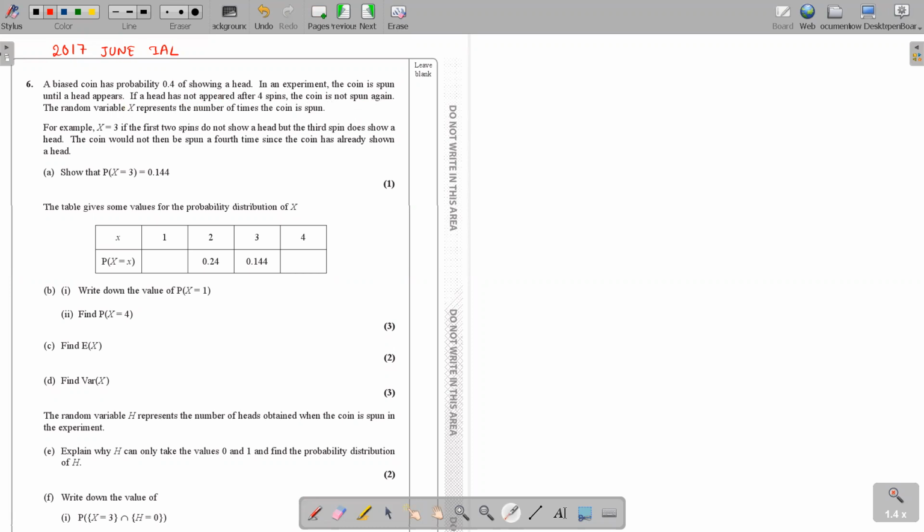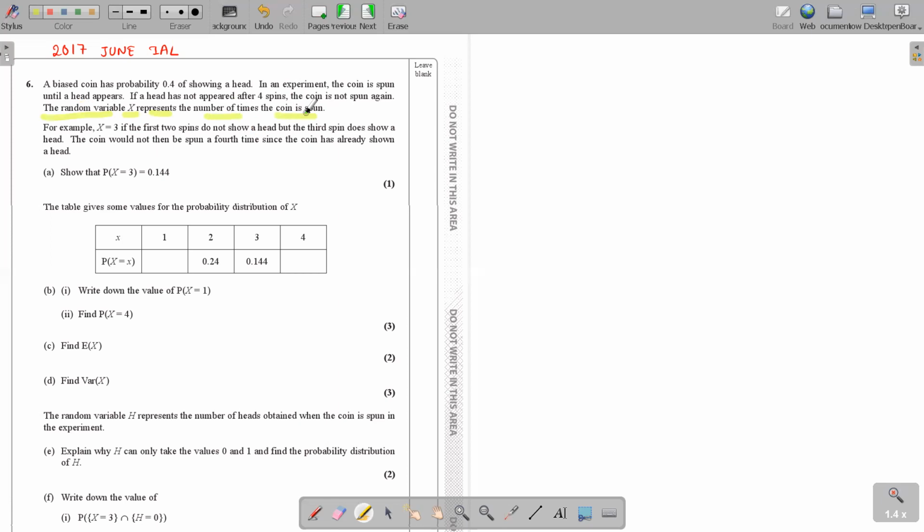In this question, you really need to read the question at least two times and understand what they are saying. In an experiment, the coin is spun until a head appears. If a head has not appeared after 4 spins, the coin is not spun again. The random variable X represents the number of times the coin is spun. So this is important.